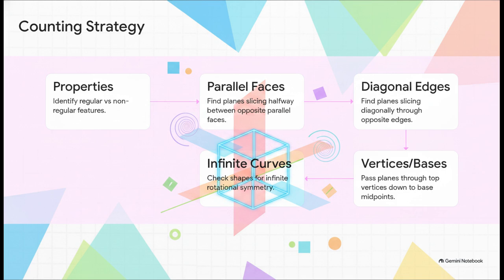First, identify regular versus non-regular properties. Second, find planes parallel to pairs of opposite faces. Third, find planes slicing diagonally through edges. Fourth, find planes passing through vertices and base midpoints. And fifth, check for infinite rotational symmetry. We look for these structural anchors to guide our imaginary knife.